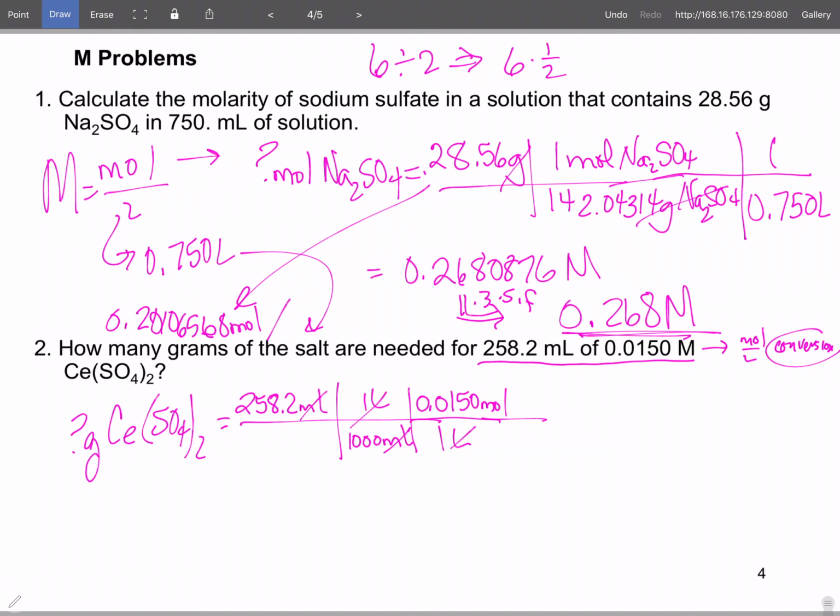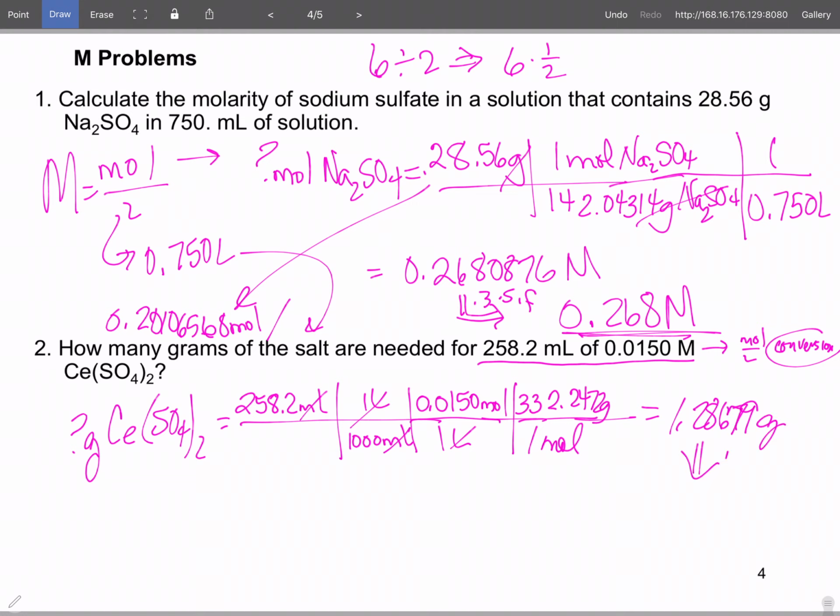So our liters canceled, we're left with moles, but we're asked for grams. So we would need to calculate the molecular weight, which happens to be 332.2472 grams per 1 mole. So we end up with 1.28679 grams.